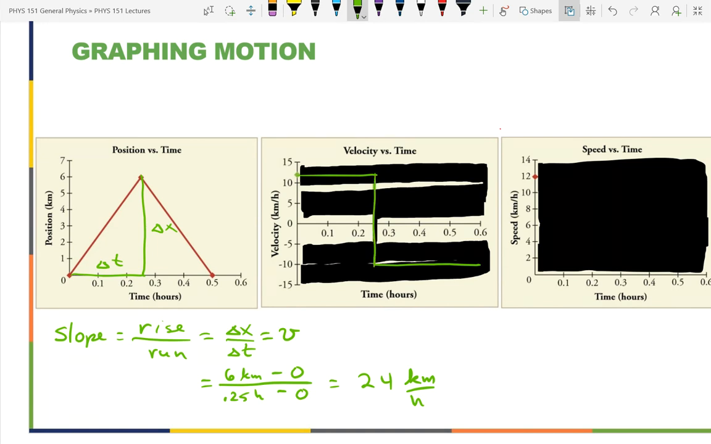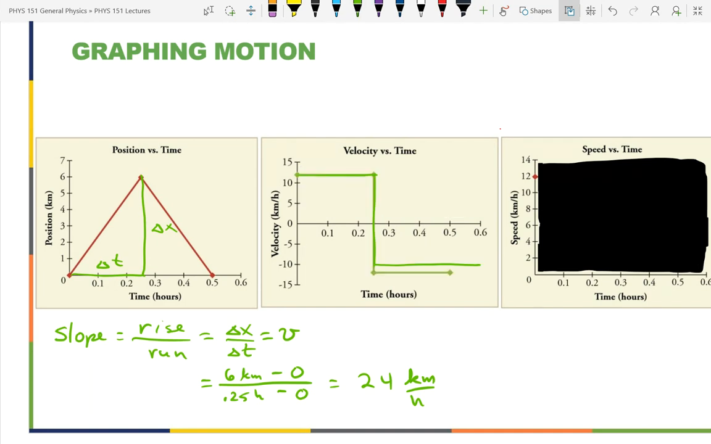So we can interpret what the graph is going to look like simply by using what we know about the equations for motion. And so, yeah, I missed on this one line, but we nailed it.